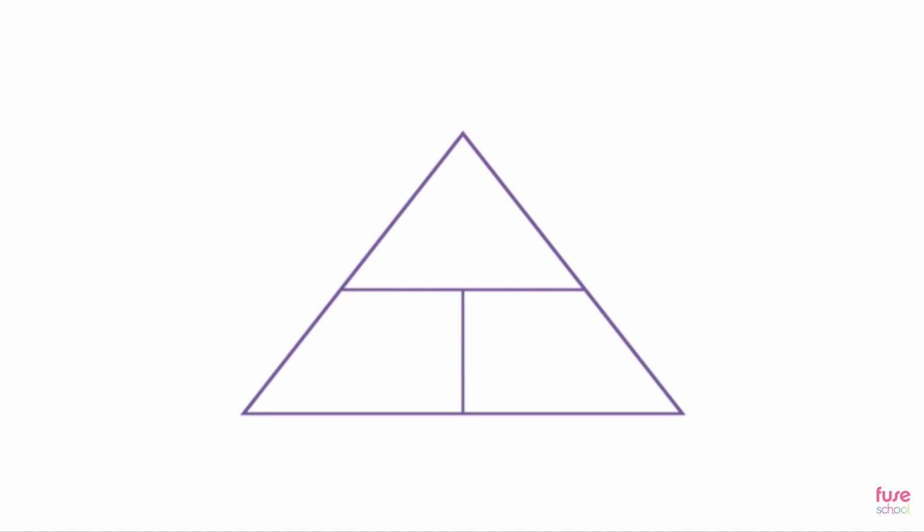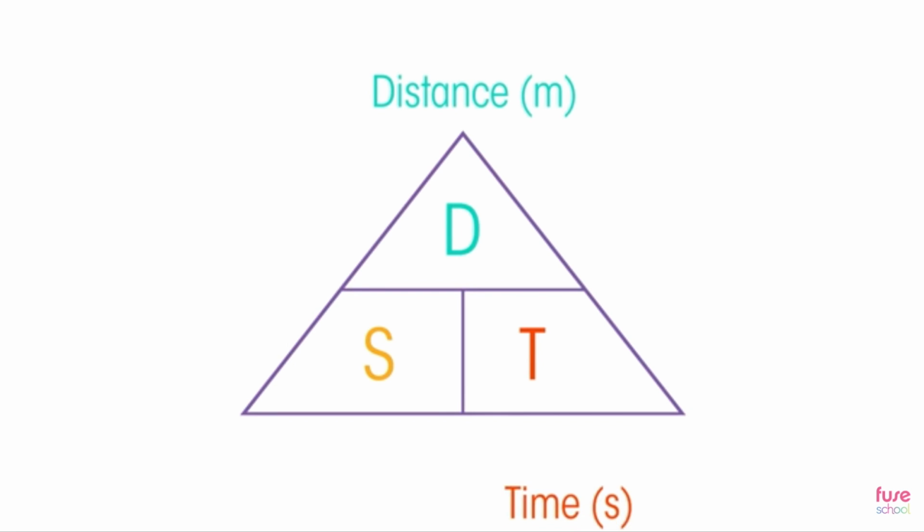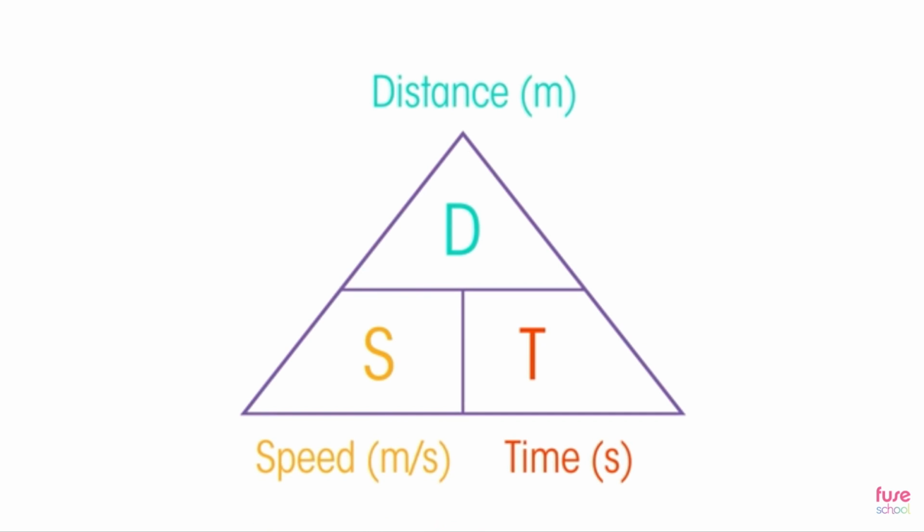From this, we get the following equation. Speed equals distance divided by time. The standard units of distance is meters, and time is seconds. Because of this, speed is measured in distance per time. For example, meters per second, or kilometers per hour.